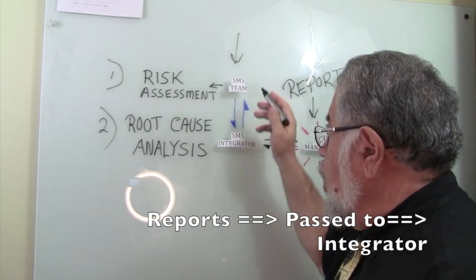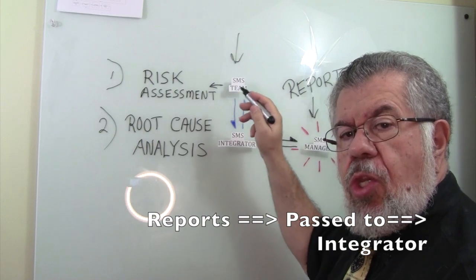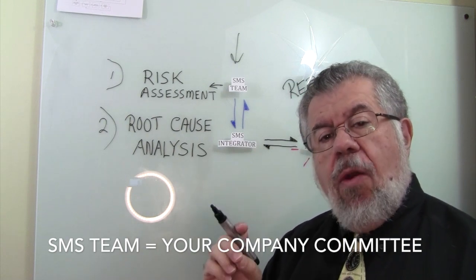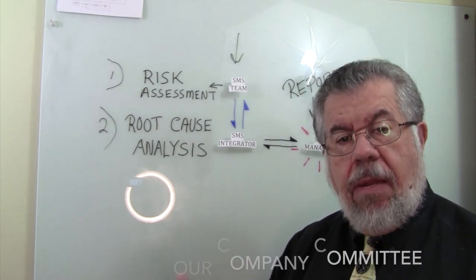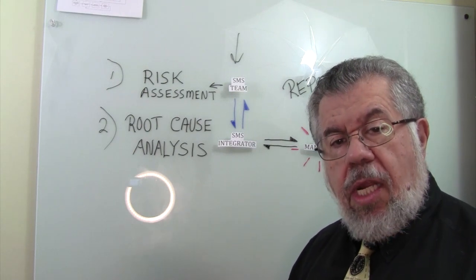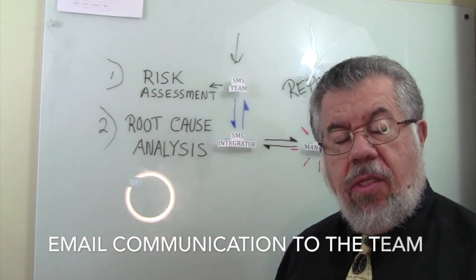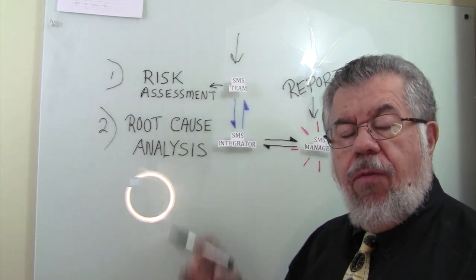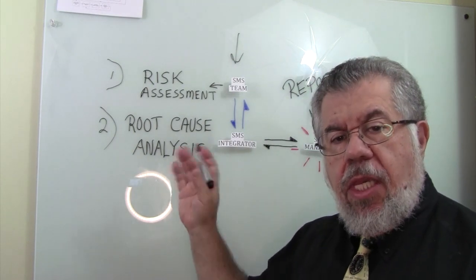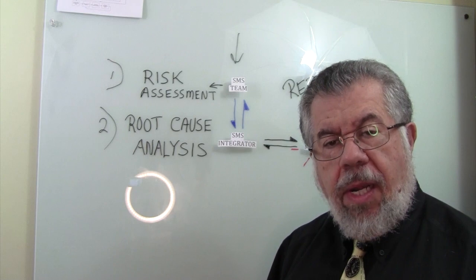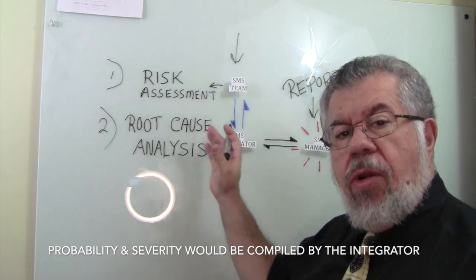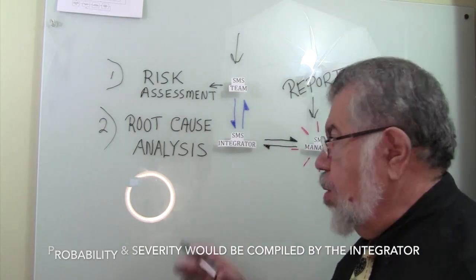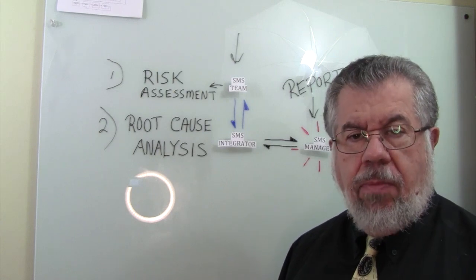The integrator would have already set up an SMS team in your company. The SMS team is made up of people from your company that we would be in contact with, and this team would rotate periodically. What we would do is set up our proprietary email system that would send the hazard or incident with the email template for risk assessment to the team. The team would form its probability and severity ratings and send it back to the integrator. The integrator would then compile it and come up with a risk rating for that hazard or incident and report that back to your SMS Manager.